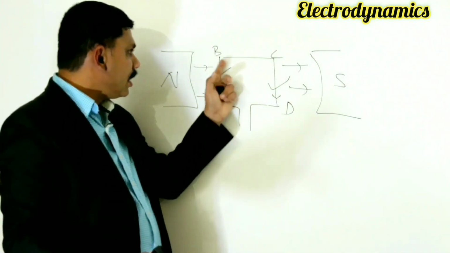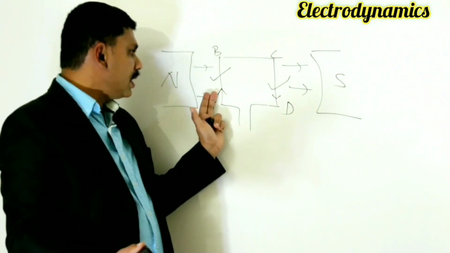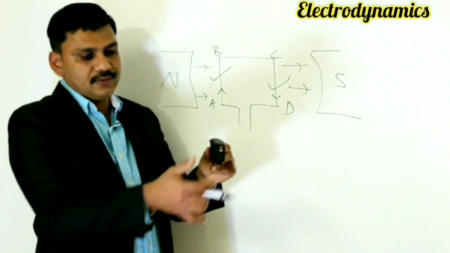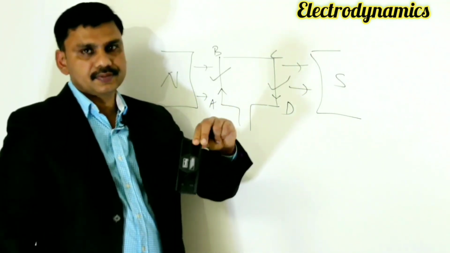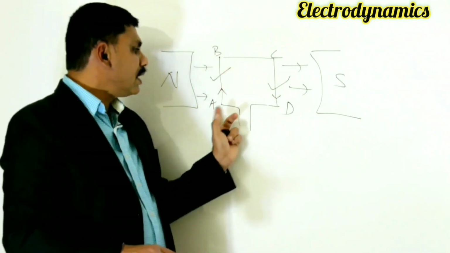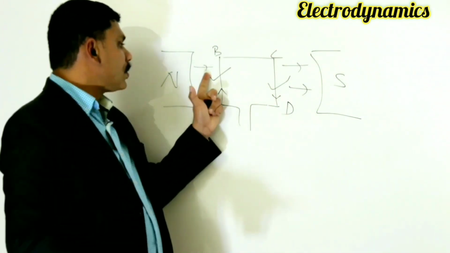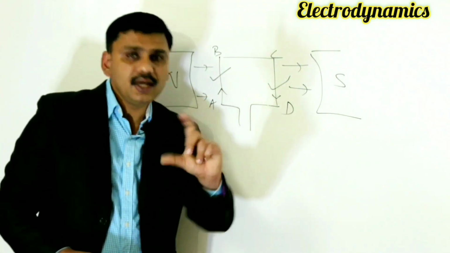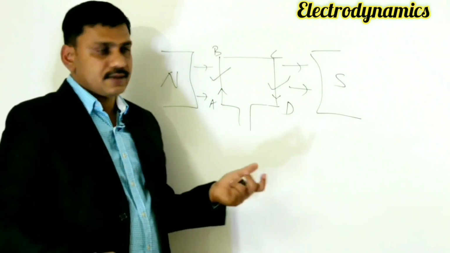So only the sides AB and CD are experiencing force, so the rotation takes place in these directions only. It will not rotate like this. Because only AB and CD are experiencing force, BC and AD are not. Why? Because BC and AD are parallel to the magnetic field. That is a type of question asked in the exam.